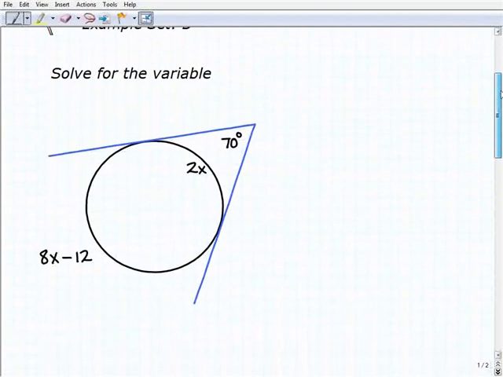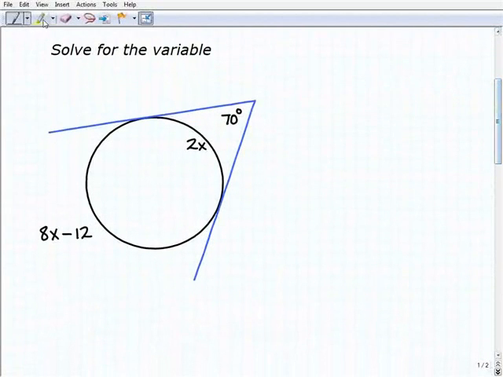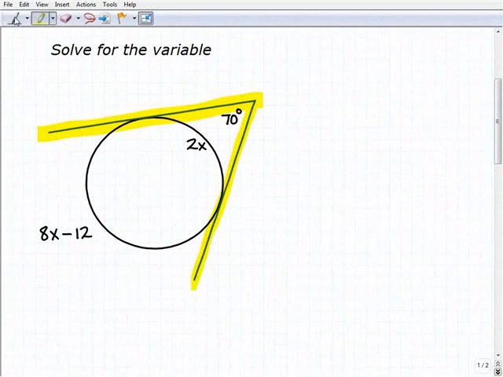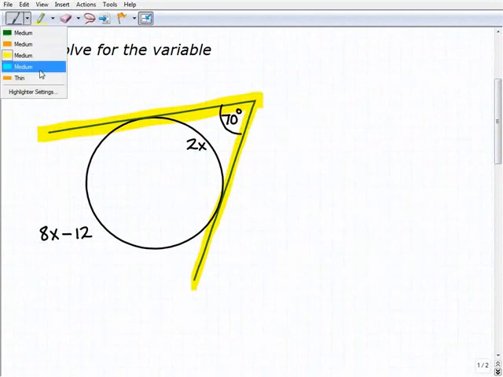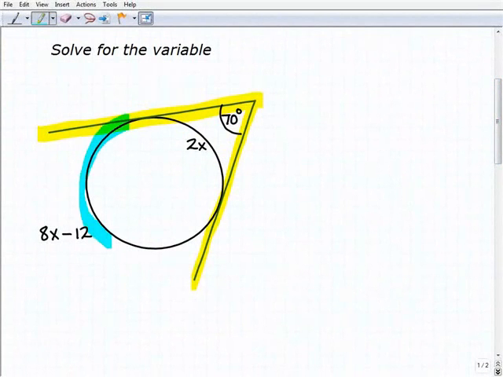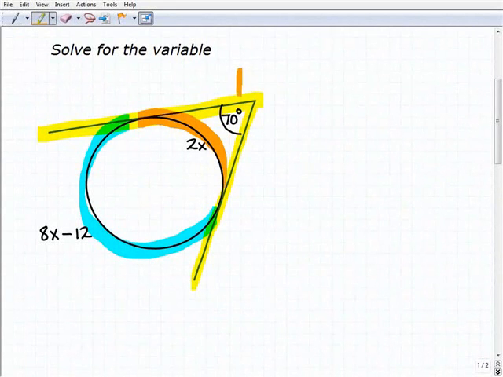So we're asked to solve for the variable, and we notice that we have two tangents forming an angle. Two tangents on this particular circle is forming this angle right here, 70. But we have that formula that says this angle 70 is equal to 1/2 the difference of these intercepted arcs. So this arc here and this arc here, we take the difference of those two arcs divided by 2, and we're going to get 70.